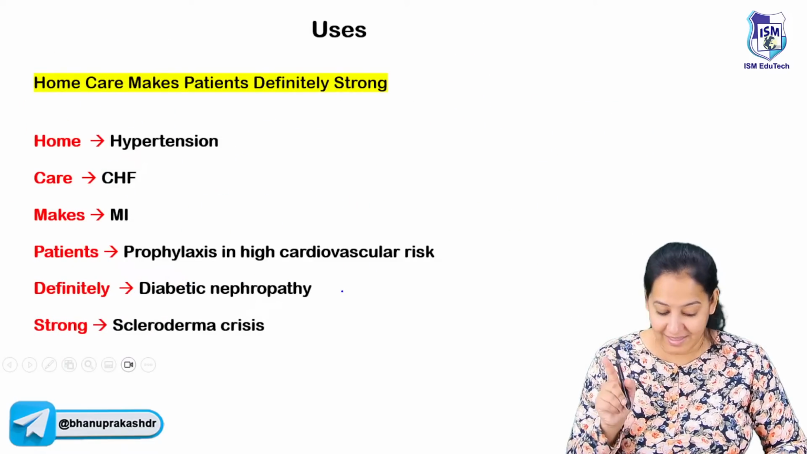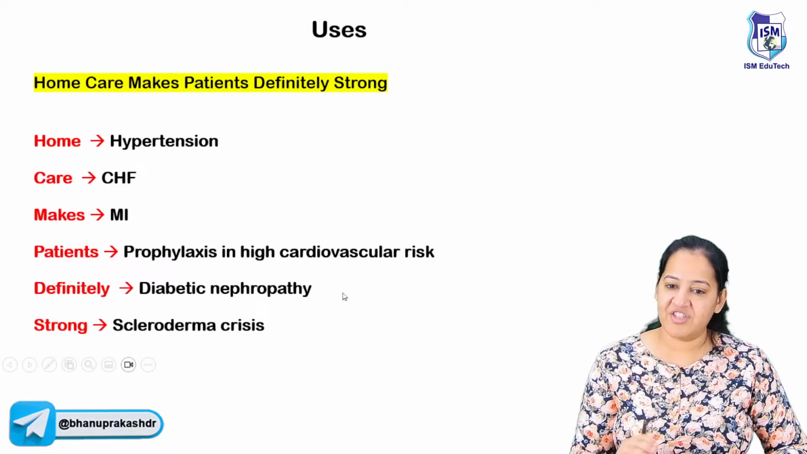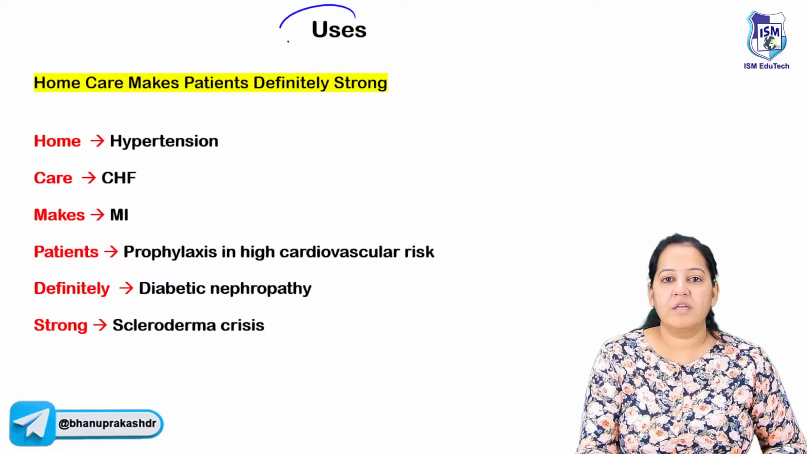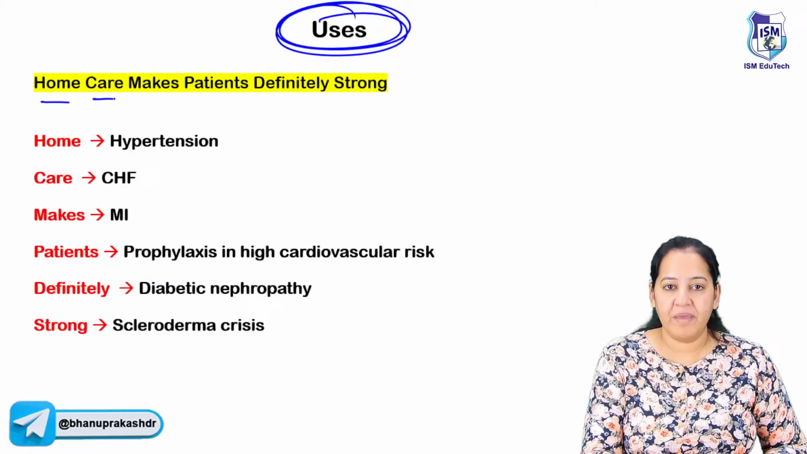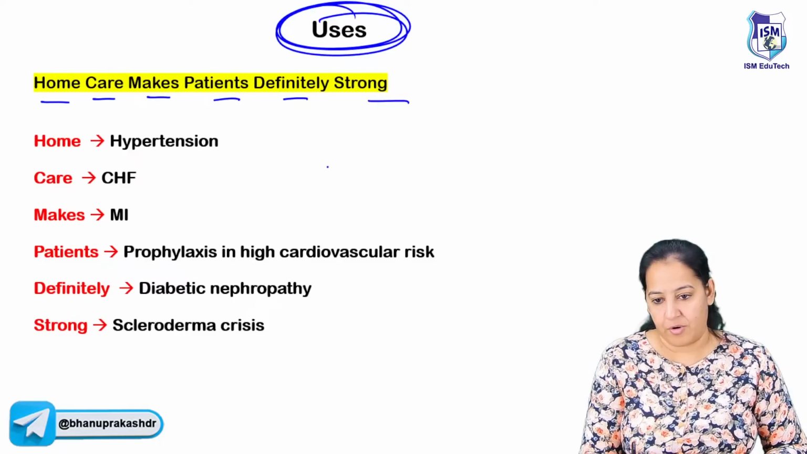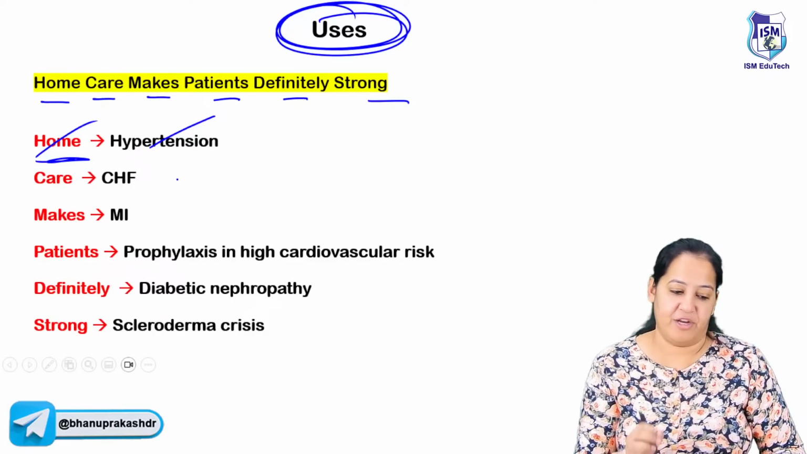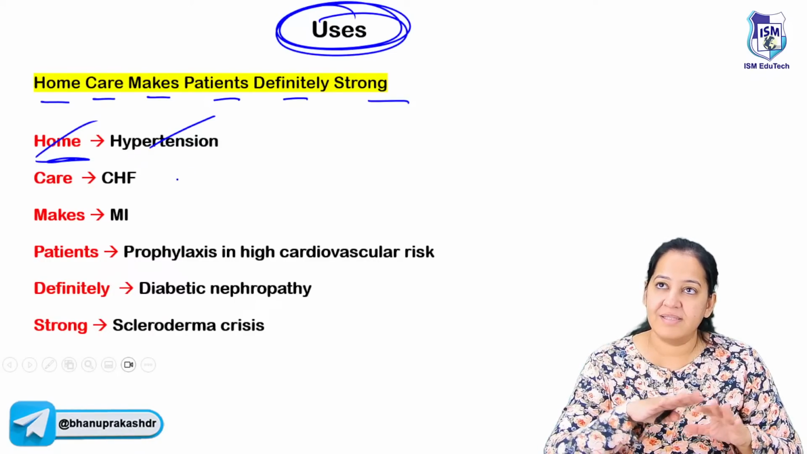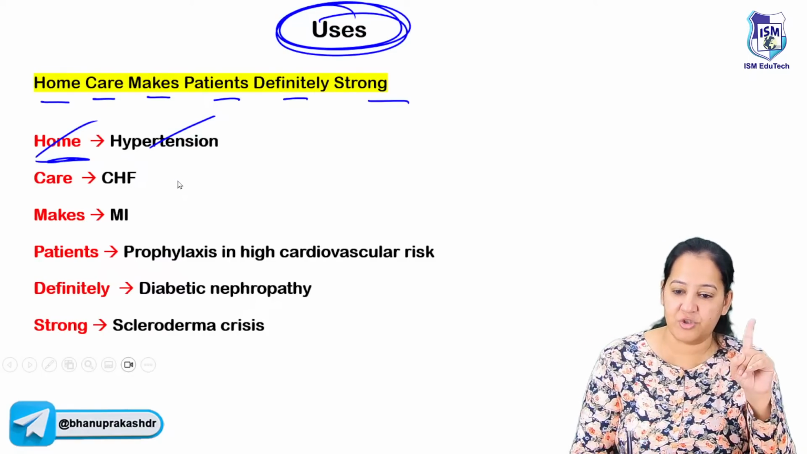So you got the classification, the prils. You got the mechanism of action. Now three more things: uses, side effects, and contraindications. What are the uses? For uses, I have a mnemonic: Home care makes patient definitely strong. H stands for hypertension. It is the first drug of choice in hypertension. Any hypertensive patient coming to me, I will give ACE inhibitor unless it is contraindicated, the first choice of drug.